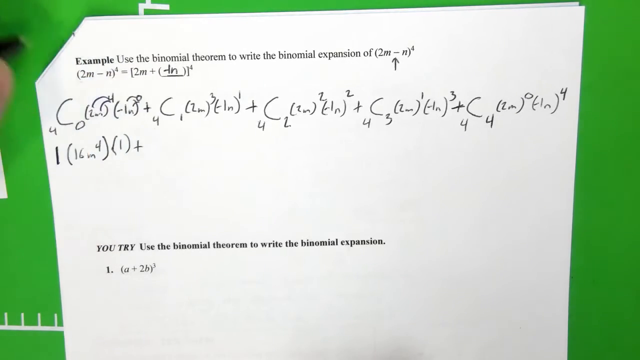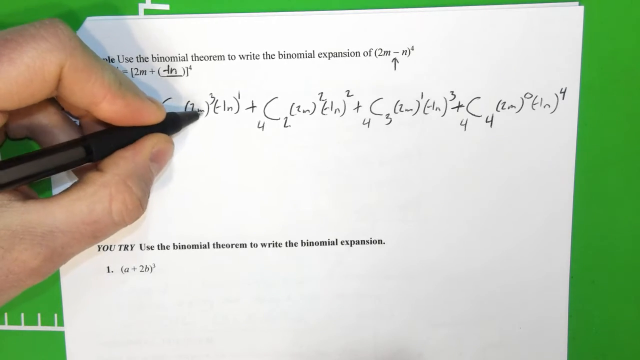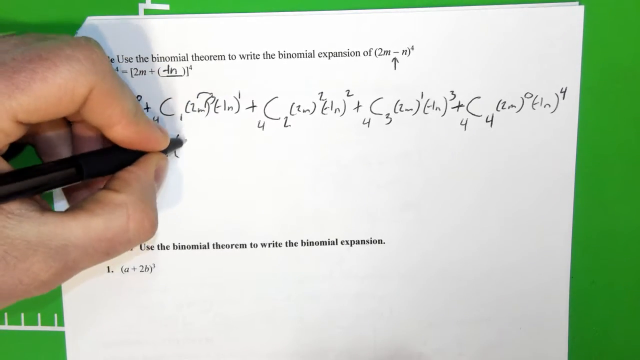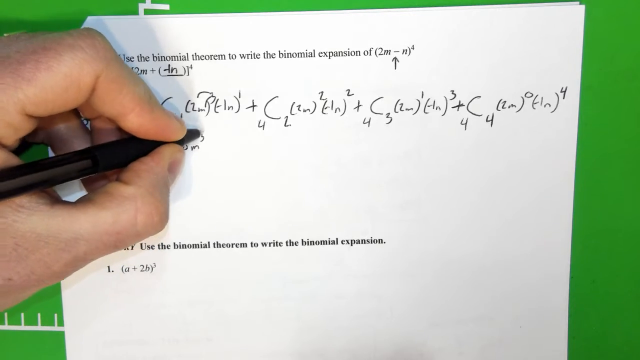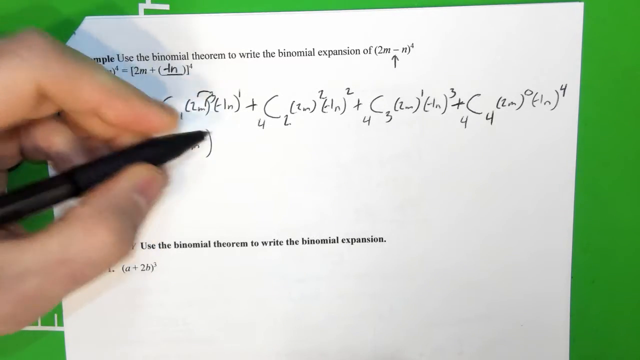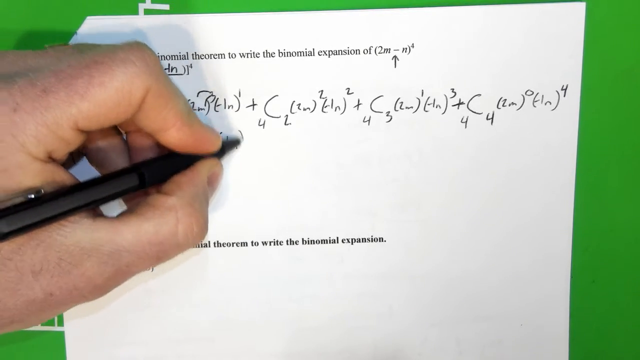4 choose 1. 4 choose 1 is going to be 4. All right, now let's do our 2m. 2m is going to get a couple of powers of 3. 2 to the 3rd power is actually 8. And m to the 3rd power is m to the 3rd power. Let's do negative 1. Negative 1 is going to get a power of 1, which means it's still going to be negative 1. And n is going to get a power of 1, which means it's still going to just be n.